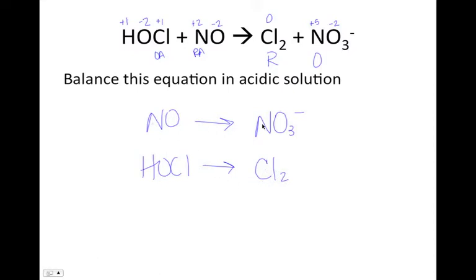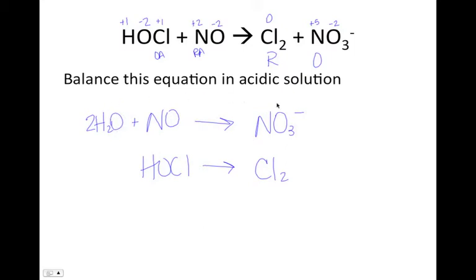So starting off with the nitrogens, first you balance the element itself, and this one already is balanced. And then to balance the oxygens, you add enough waters on the side that's short oxygens to balance them. So we got 1 oxygen here, 3 here, so we need 2 more on this side, so I'm going to add 2 waters.